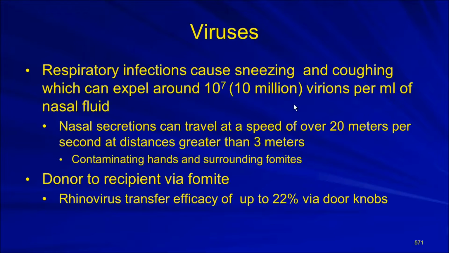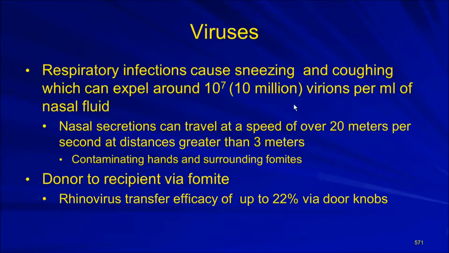So we look at viruses and their relative importance. Respiratory infections cause sneezing and coughing, which can expel 10 to the 7th, or 10 million, virions per milliliter of nasal fluid. Okay, so in 1 milliliter of nasal fluid, you have around 10 million virions. Nasal secretions can travel at a speed of up to 20 meters per second and a distance of greater than 3 meters when you cough or sneeze. And they spread all the way around the room, contaminating hands and surrounding fomites. And so these can be picked up as people touch these objects.